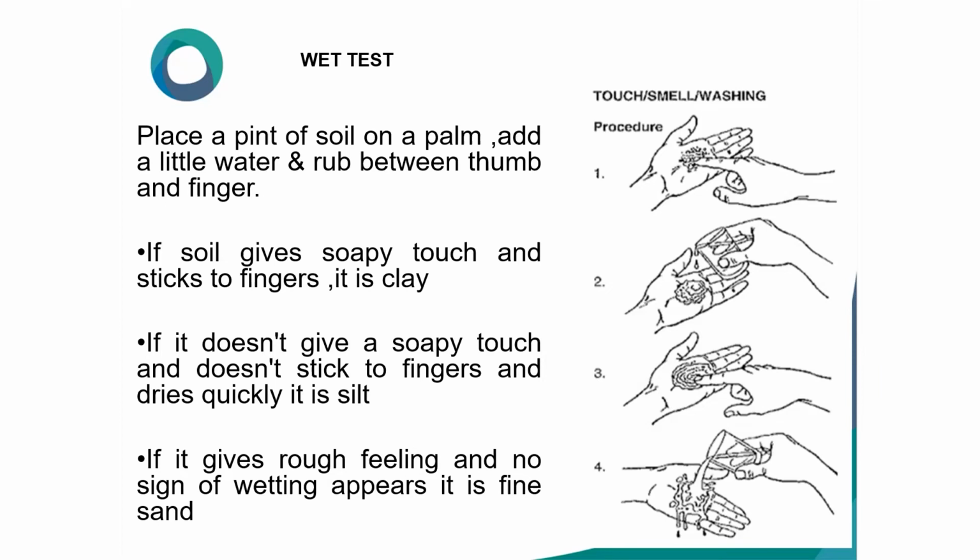And also the wet test. Please place a pinch of soil on the palm, add a little water and rub it. See, you are rubbing it between the thumb and finger. If the soil gives a soapy touch and is sticky to the finger, then it is clay. If it doesn't give a soapy touch and doesn't stick to the finger, then it is silt, which dries quickly. If it gives a rough feeling and no sign of a wet appearance, it is called fine sand.